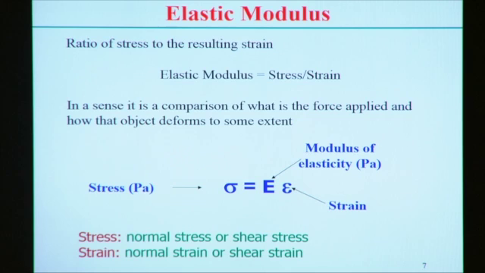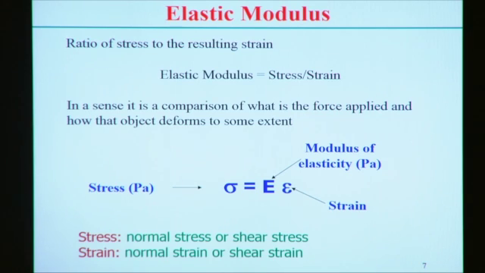So within the elastic limit, the ratio of the stress and strain is equal to a constant term. That constant term is called the elastic modulus, in the sense that it is a comparison of what force is applied and how the object deforms up to a certain extent. So if you look into that expression, the stress is equal to the elastic modulus multiplied by strain.